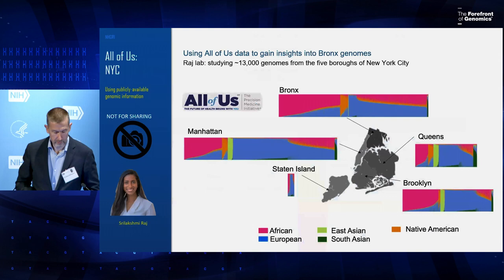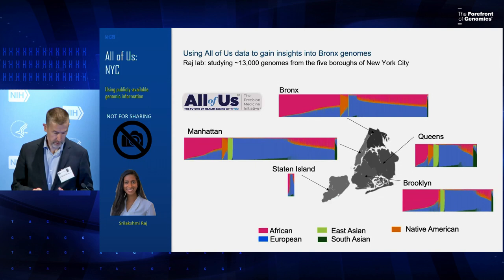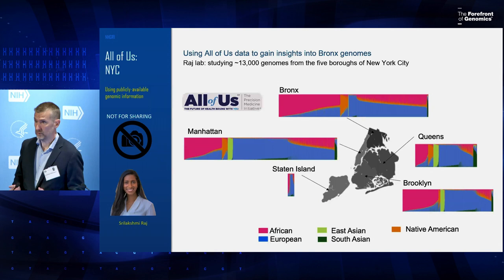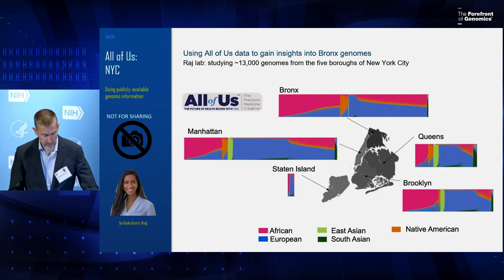We have been inventive in terms of finding sources of genomic information. Sri Raj is an extraordinarily brilliant population geneticist who works with me. And we have been working with the All of Us data, the release before today's big announcement, which doubled the number of people and genomes that are out there. But this, as you can see, shows a great diversity of the genomes in New York City. And you'll see that within the Bronx, there is a relatively small number of people who have only blue in their genomes, which would be the Northern European white folks, much more so than, say, Manhattan, Queens, and Brooklyn.